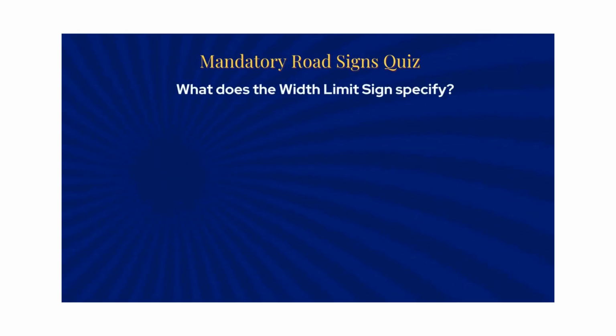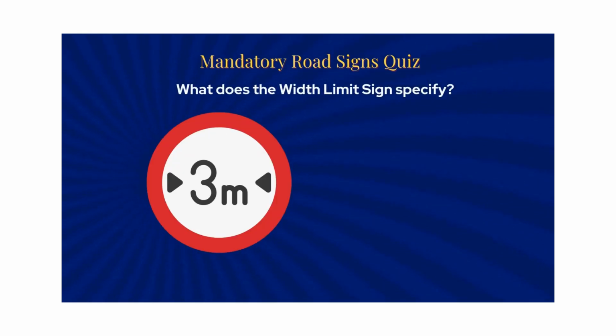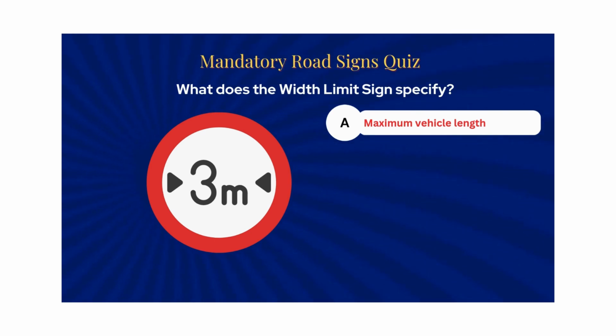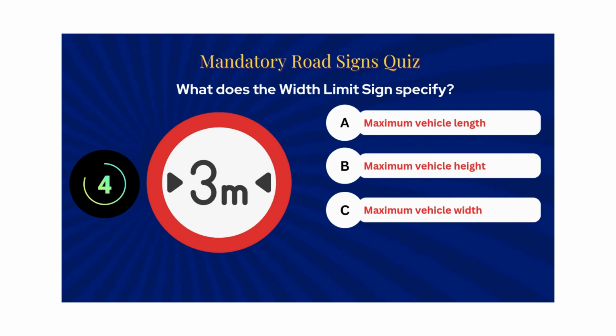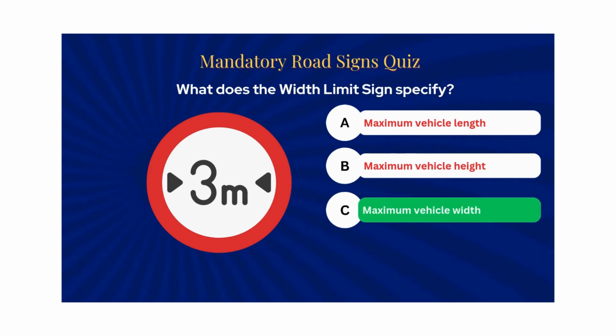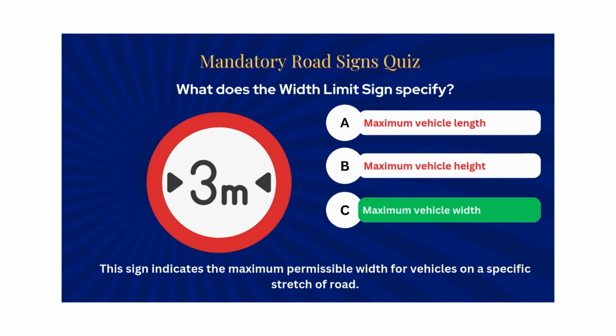What does the width limit sign specify? Options are maximum vehicle length, maximum vehicle height, and maximum vehicle width. Answer is maximum vehicle width. This sign indicates the maximum permissible width for vehicles on a specific stretch of road.